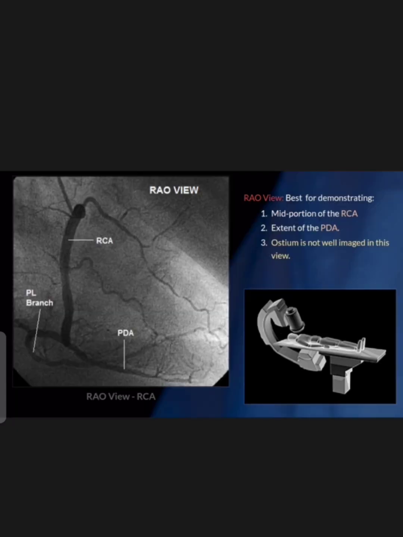A right anterior oblique or RAO view is used for clearly visualizing the mid portion of right coronary artery. The extent of PDA is visualized as well in this view. You should not assess the ostium in this view because it is not well visualized in right anterior oblique view for right coronary artery.